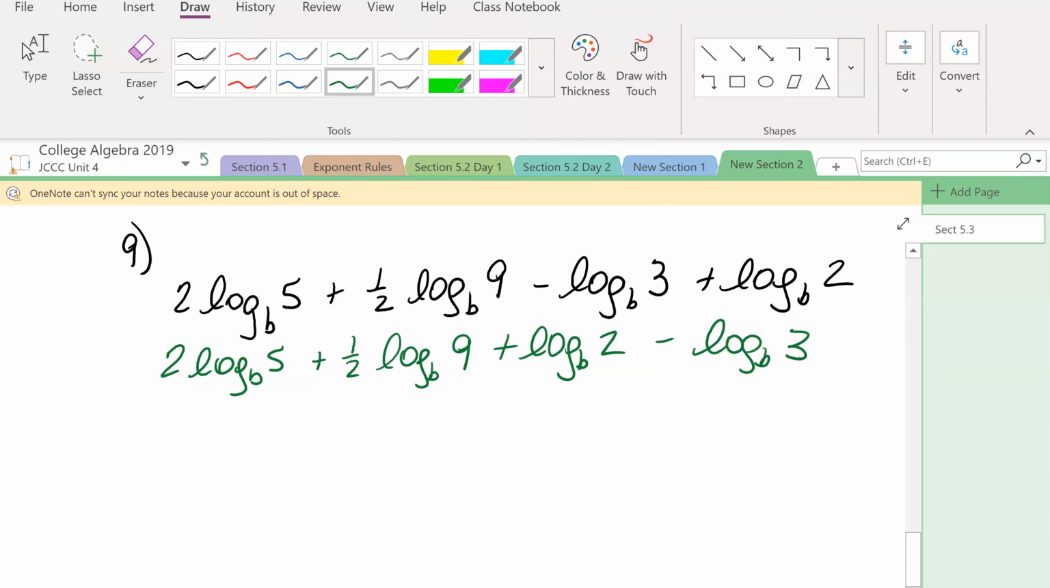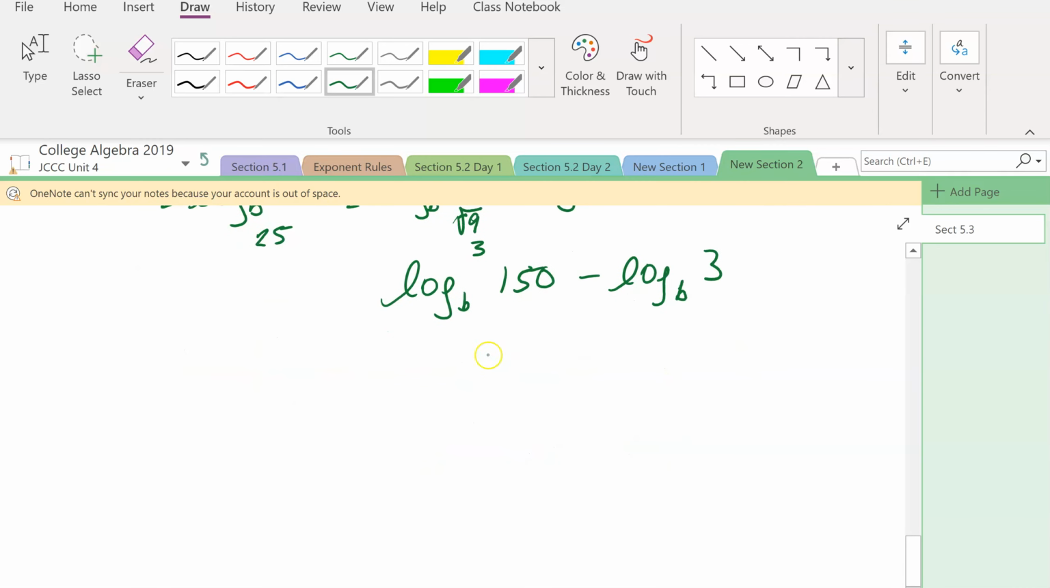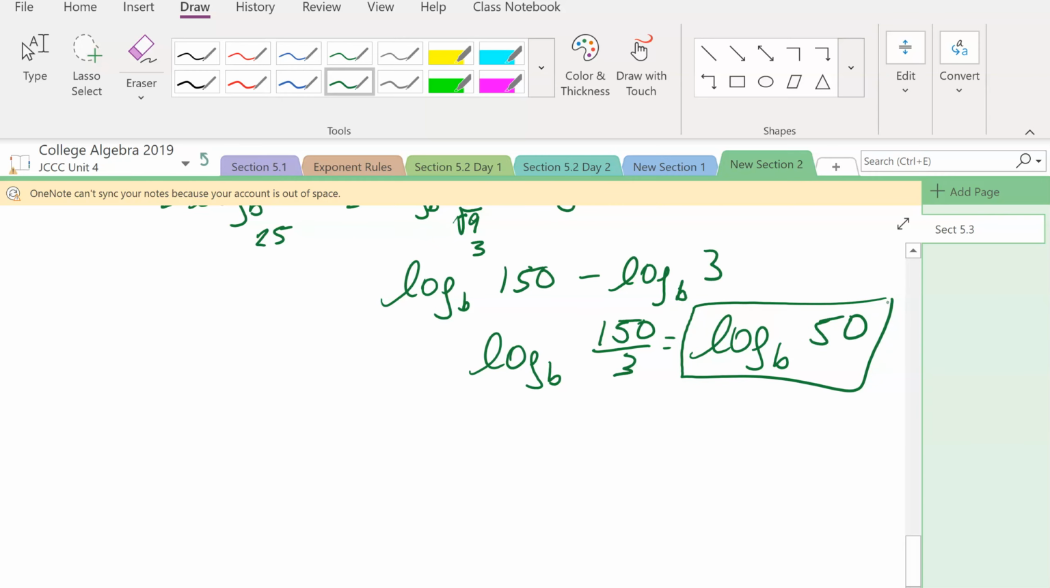Okay, now you're going to take care of all of your butterflies first, then take care of all of your addition, and then we're going to take care of the subtraction. So this is 5 squared, that's 25. Square root of 9, well, that's 3. Okay, now this is all multiplication. So 25 times 3 is 75, times 2 is 150. So it's log base b of 150 minus log base b of 3. Okay, so that's log base b of, we divide now, 150 over 3, which is log base b of 50. That's your answer.